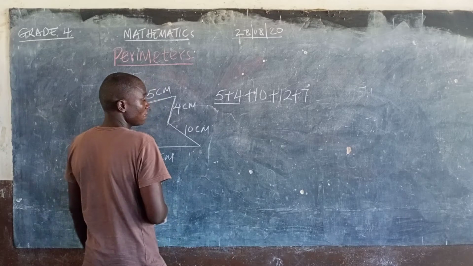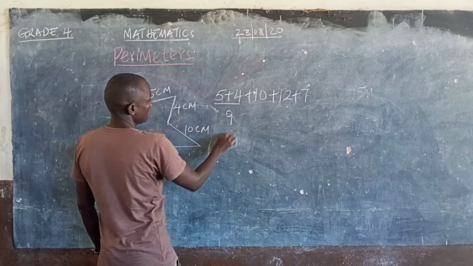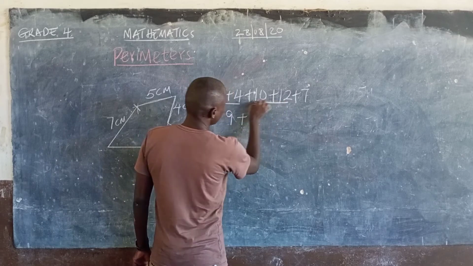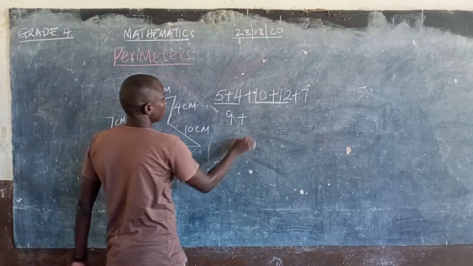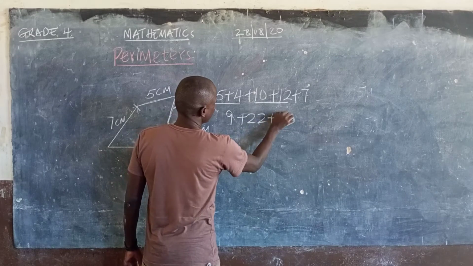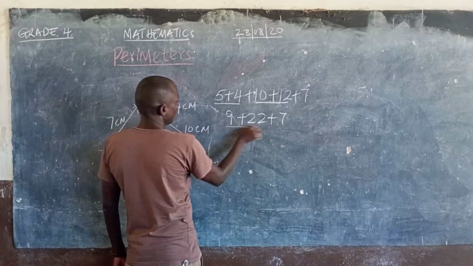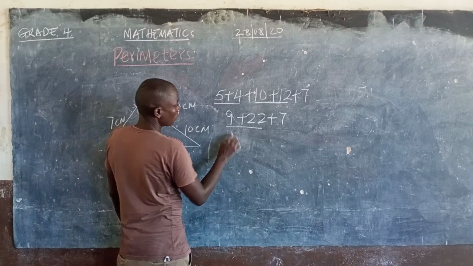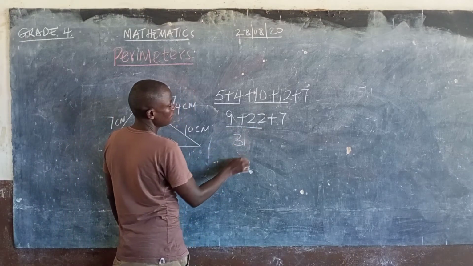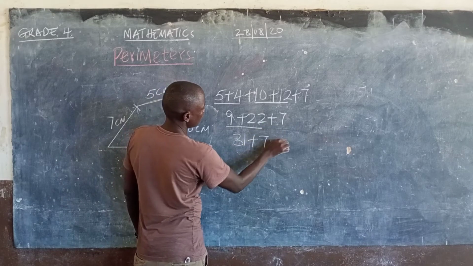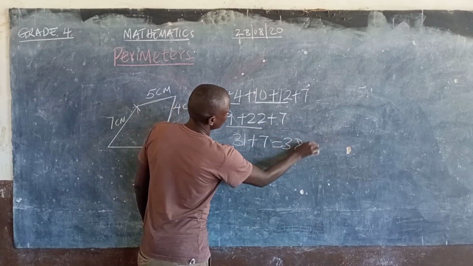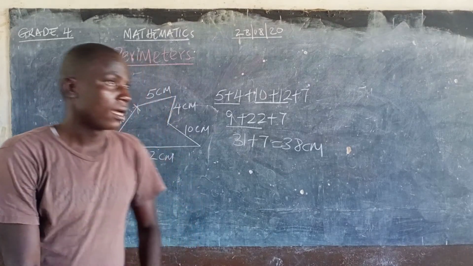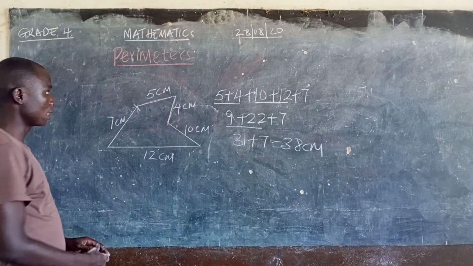4 plus 5 plus 4, 9, plus add this 10 plus 12, 22, 10 plus 7. Add this 22 plus 9, that gives you 31, plus 7, I will get 38 units. And our unit is centimeter. I'm going to get 38 centimeter.